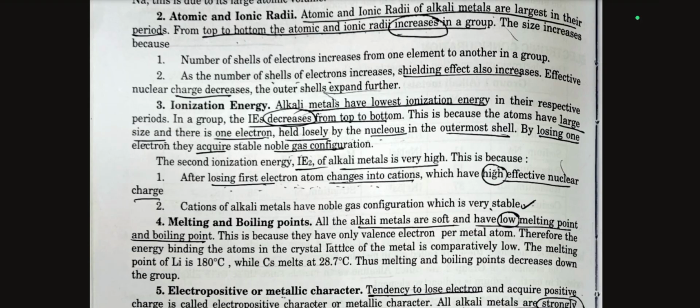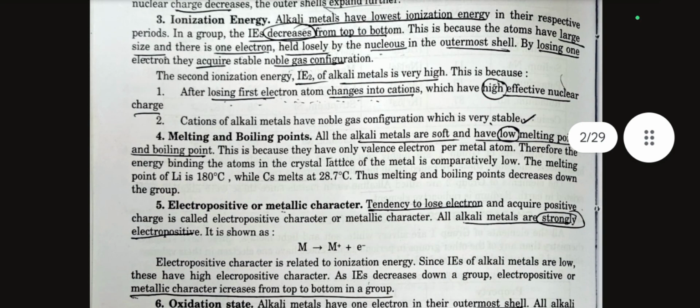Melting and boiling points. All the alkali metals are soft and have low melting point and boiling point. This is because they have only one valence electron per metal atom. Therefore, the energy binding the atoms in the crystal lattice of the metal is comparatively low. The melting point of lithium is 180 degrees Celsius, while cesium metal has 28.7 degrees Celsius. Thus, melting and boiling point decreases down the group.